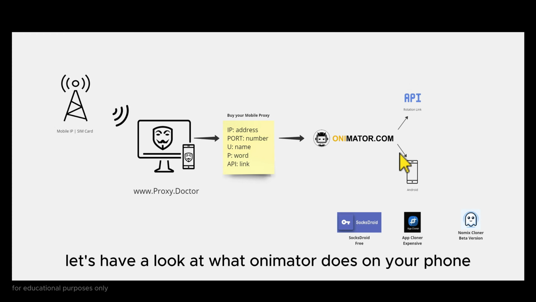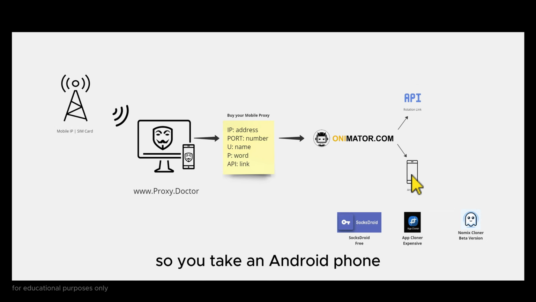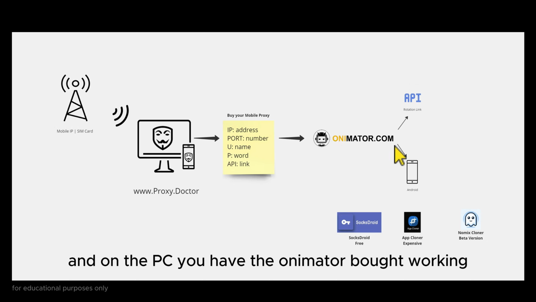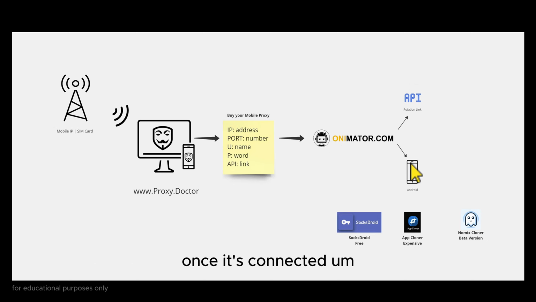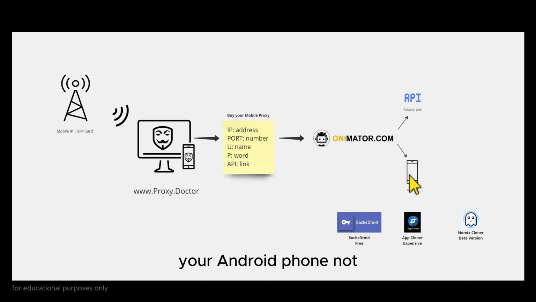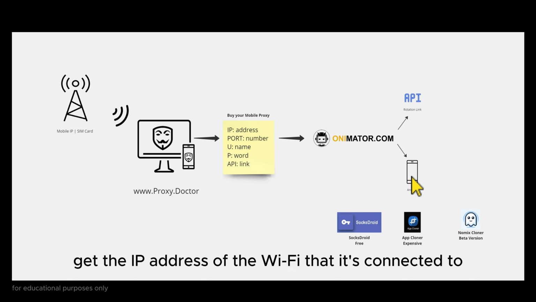So let's have a look at what Onimator does on your phone. You take an Android phone, you connect it to your Windows PC with a normal USB cable, and on the PC you have the Onimator bot working. Once it's connected, you can use different apps to make your Android phone not get the IP address of the Wi-Fi that it's connected to.